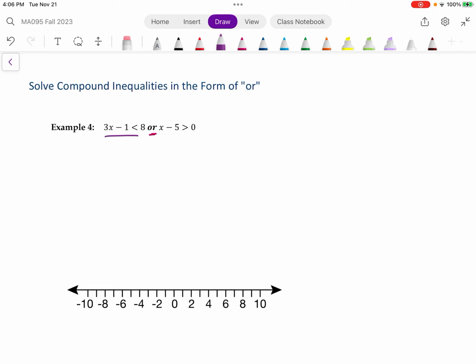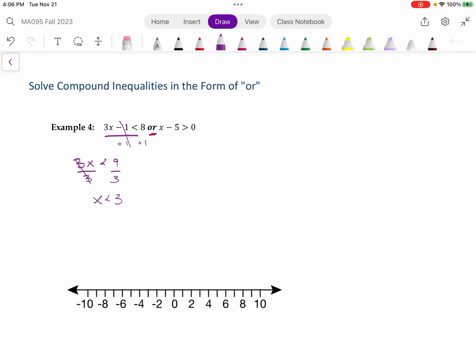All right, so the first one I'm going to do in purple here. So we're going to add 1 to both sides. And I get 3x, the ones cancel out, is less than 9. I'm going to divide by 3. And I get x is less than 3. Now what I always do is I go back and I double check. Did I write my sign right? Did I have to flip it? No, I didn't have to flip it. Double check all those things before you go to draw it.